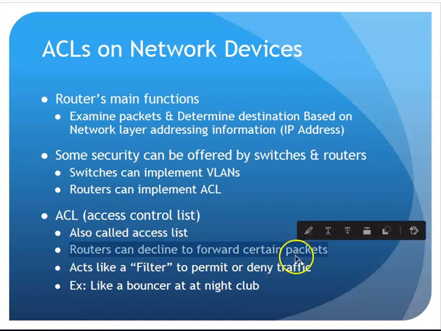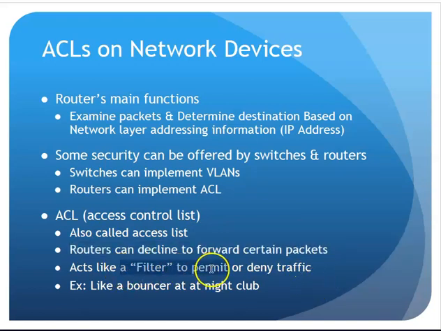Routers can be set up to forward or decline certain types of packets, and it acts like a filter to either permit a certain group of traffic on or deny a certain group of traffic based on a criteria. And I think the book uses the example of this acts like a bouncer at a nightclub. You know, yes, your ID is valid, go ahead and come in. No, your ID is not valid. Sorry, you cannot come in.